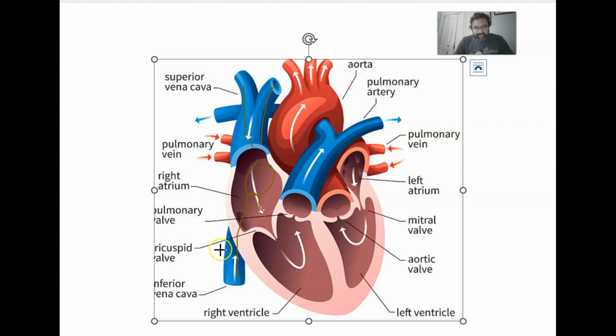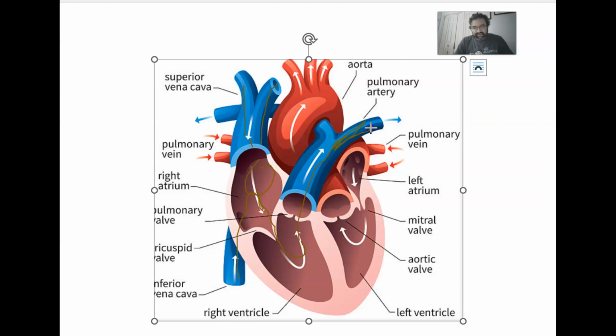And then you have the tricuspid valve, which then goes into the ventricle. And this is all, just to let you know, this is all deoxygenated blood that is going through, even though the color is not blue here. So then this goes into the pulmonary artery. Take note that this is where part of the disease will lie.